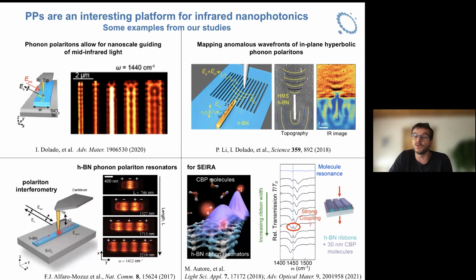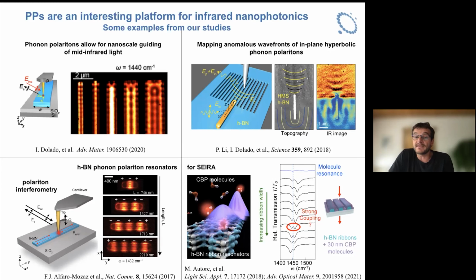And so the idea would be, if you now place molecules in the vicinity of these ribbons, they would be illuminated by these strongly confined and enhanced fields provided by these hexagonal boron nitride phonon polariton resonators.